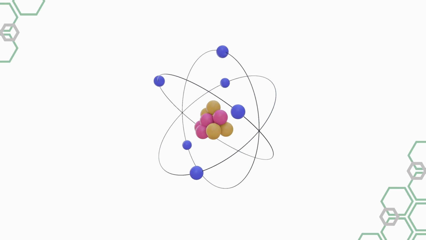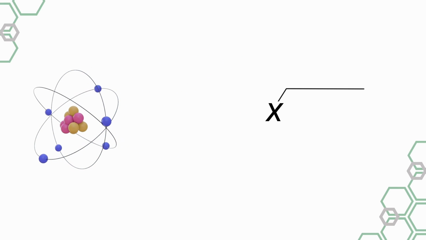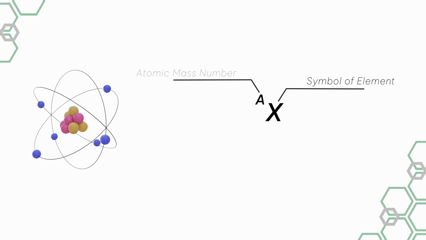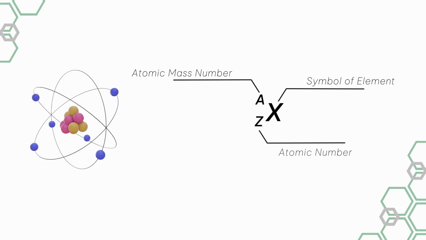So to represent the composition of an atom, we use atomic number and mass number. Here X represents the symbol of the element. Superscript A represents the atomic mass number of that element, and subscript Z represents its atomic number.